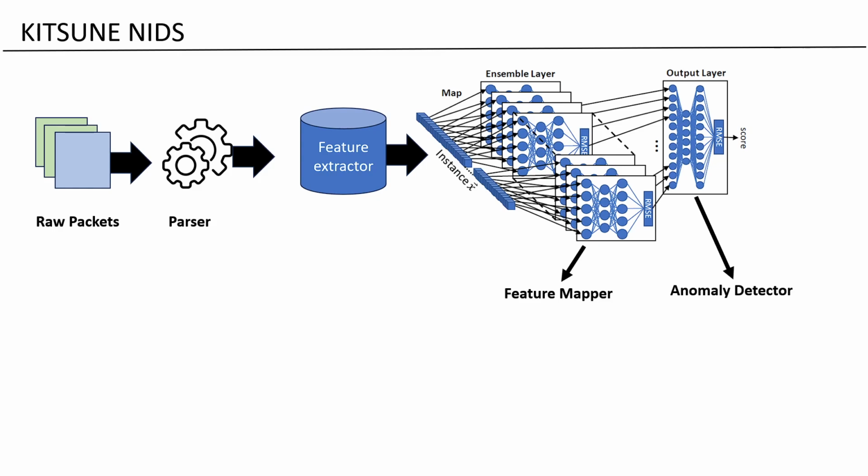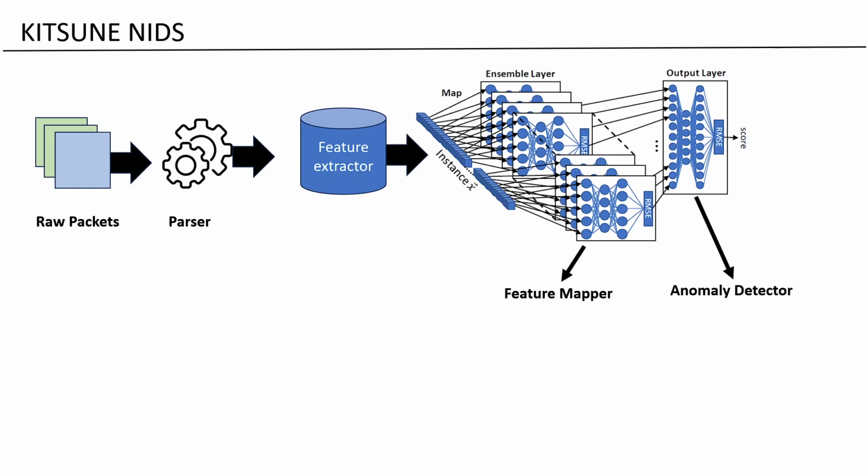In the execution mode, the mapper uses the learned map to split the data into smaller pieces called instances. These instances are then sent to the appropriate autoencoders in the anomaly detector's ensemble layer. The anomaly detector receives the instances.